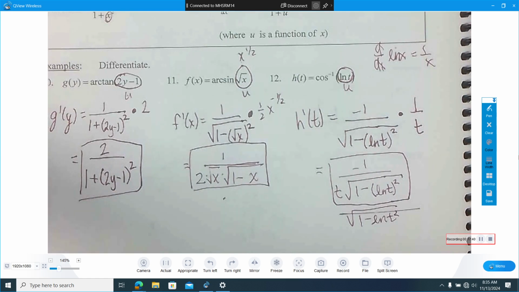I like it when there's just formulas, because they're just easy. All right.